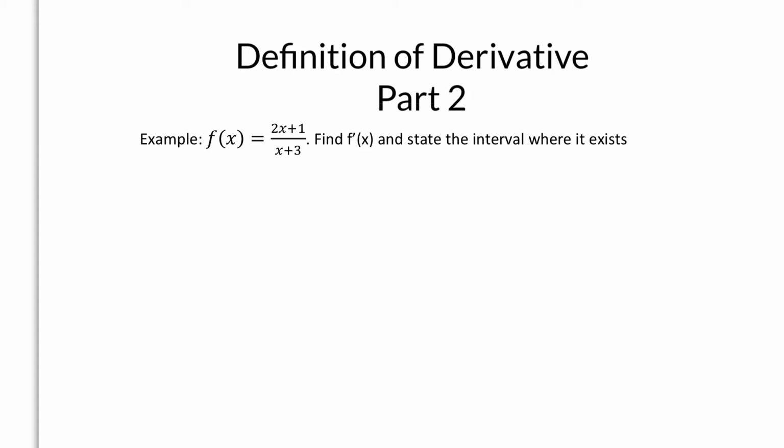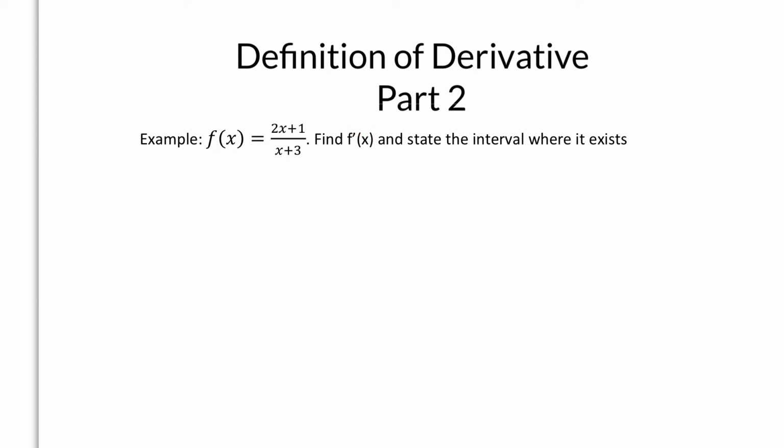Hello, in this video, definition of derivative part 2, we're going to look at some more examples of the derivative and try to get our heads around a little bit more of the nuances of when something is differentiable and when it's not. So as an example, just to recap from last time, let's say we have the function f(x) equals (2x+1)/(x+3). Let's find the derivative and state the interval where it exists.